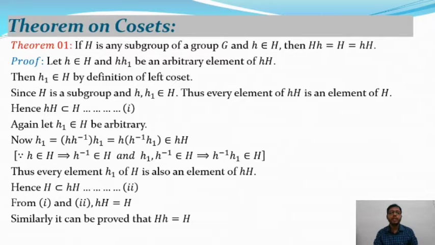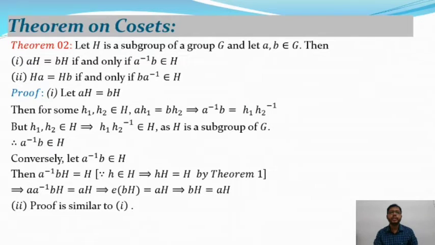And similarly we can prove that capital H into small h is equal to capital H. So combining these two, we get h into H is equal to H is equal to H into h. So hence the proof of the first theorem on coset.